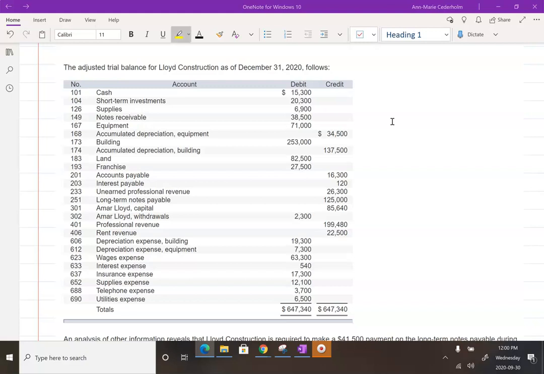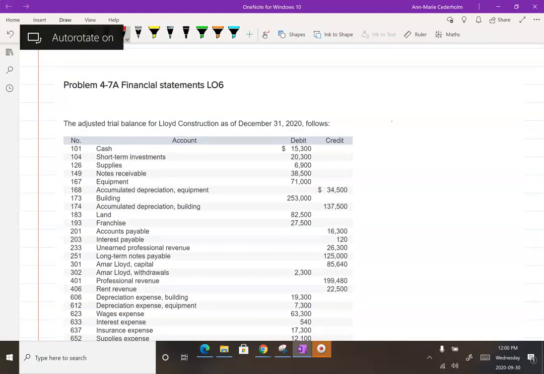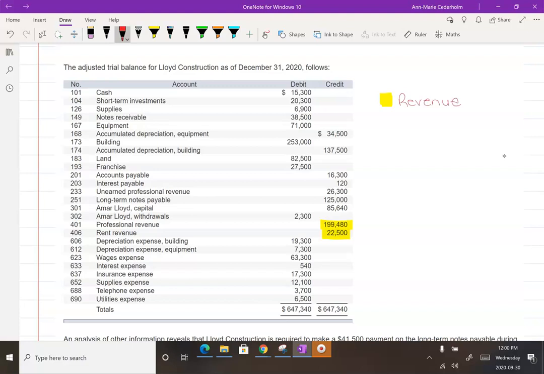Before I actually start making the income statement, what I thought I would do is just highlight off the trial balance the accounts that are going to go on the income statement. So I'm just going to look through all of my revenue accounts, and it looks like they've lumped them together. So I have professional revenue and I also have rent revenue. I'll just call those highlights revenue. Now remember, unearned revenue is not a revenue account. That's a liability account that goes on the balance sheet. So that one's not included.